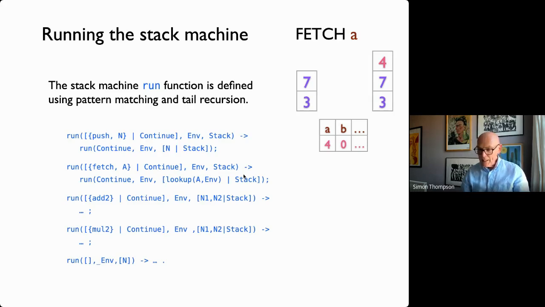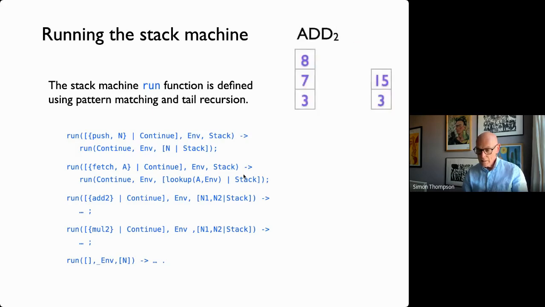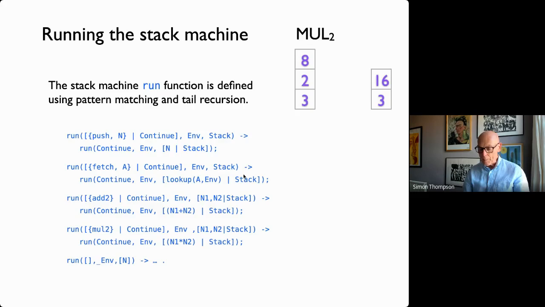And what about adding two numbers together? Well, in our arguments, we've got a stack with at least two things that we're calling N1 and N2. What add2 should do is remove those from the stack and replace them with their sum. And that's what we see here. We run the continue program, and the stack we run it in has N1 plus N2 on the top. And so again, it's not so hard to see in the case of multiplication that we do the same thing.